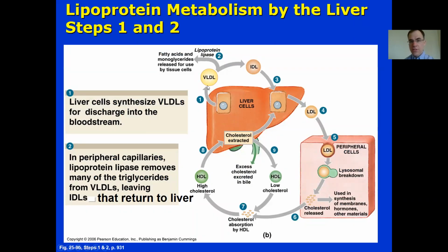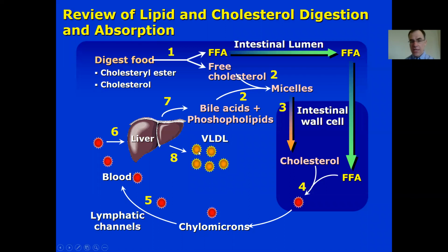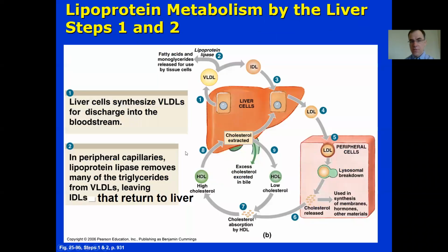So essentially, step number 8 in the previous slide is step number 1 here. In between meals, when your body needs triglycerides to deliver the free fatty acids to the tissues for energy, the liver takes up those triglycerides and says, hey, we're going to make very low density lipoprotein triglycerides and secrete it into the blood. So the first step is that those VLDL triglycerides are secreted into the blood.